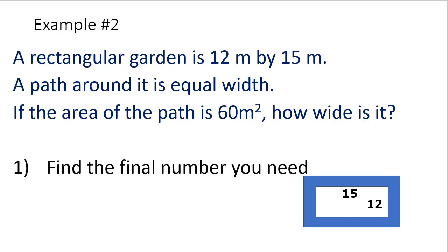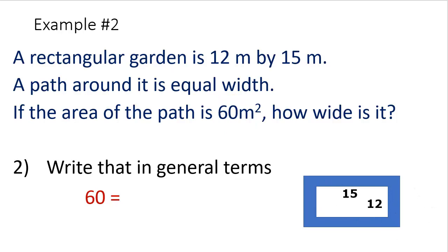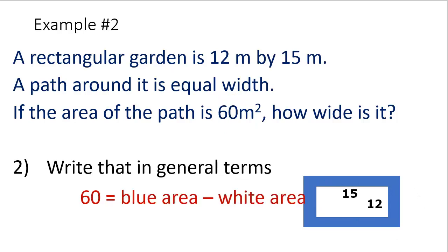First, then, let's find the number we need. We need the area of the path to be 60, so 60 is equal to the area of the path. And the area of the path, in general terms, is the blue rectangle minus the white rectangle. So we're going to do that. 60 is the blue area minus the white area.